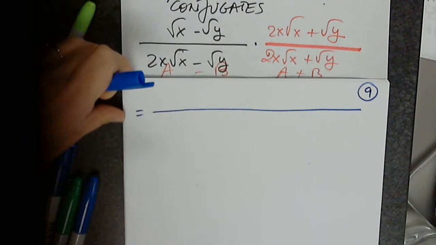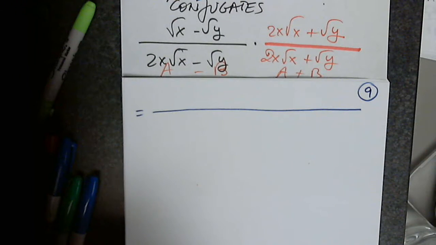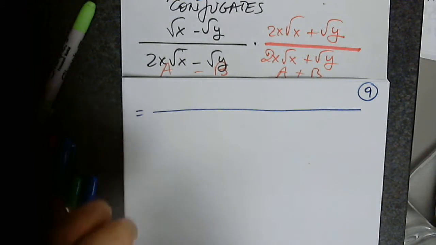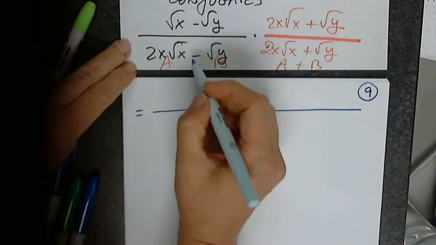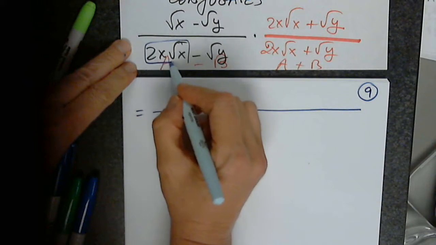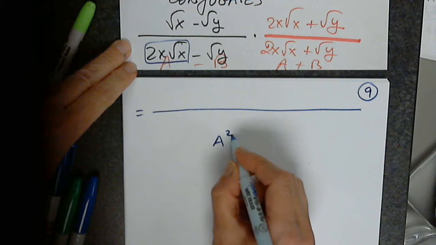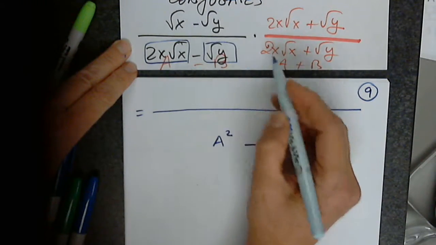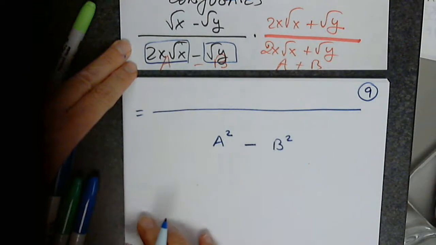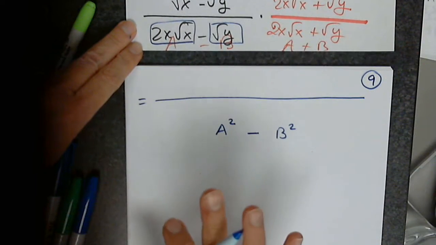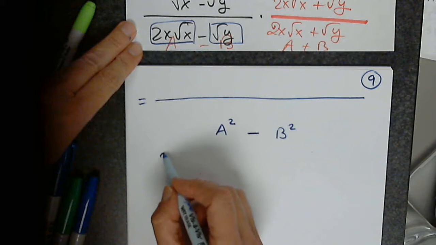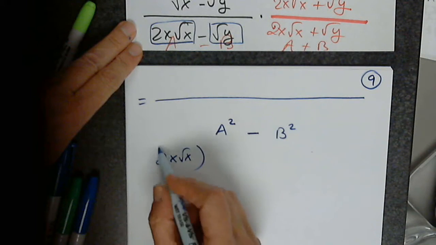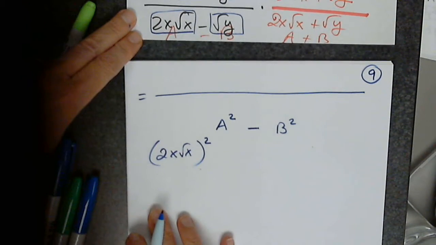This step is not trivial. I have to be very careful right now. First, I have to square this and put it here. Then minus, I have to square this and put it here. Okay, so let's do it step by step. So let's take 2x, the square root of x squared.